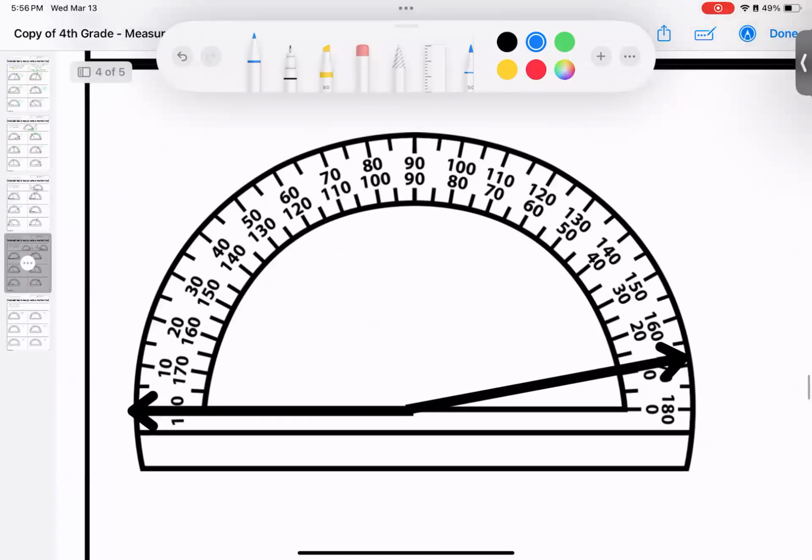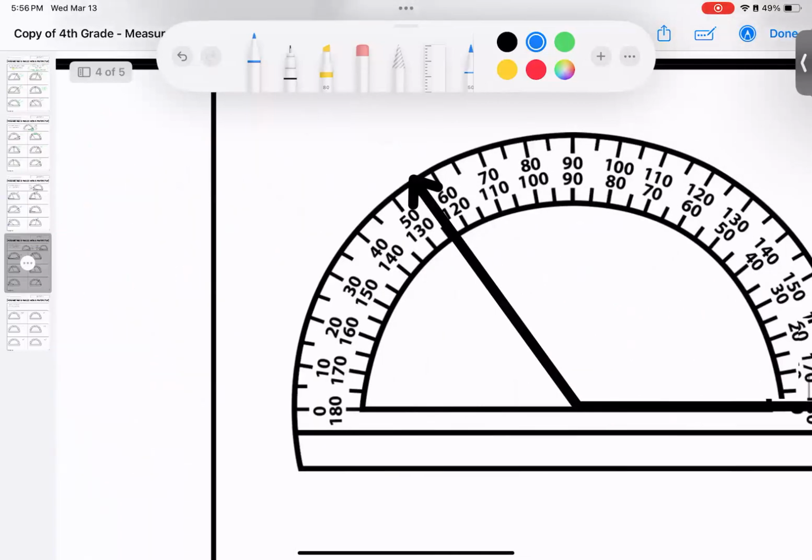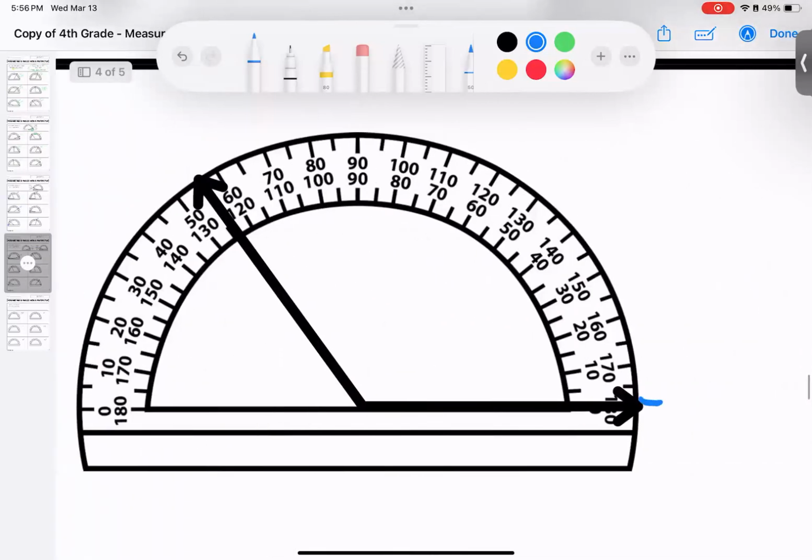Be careful. Find my zero. I'm following outside numbers here to 170 degrees. Remember, if I got confused and I was reading inside numbers, I would see 10 degrees, and looking at this angle, I know that this is not a 10-degree angle.